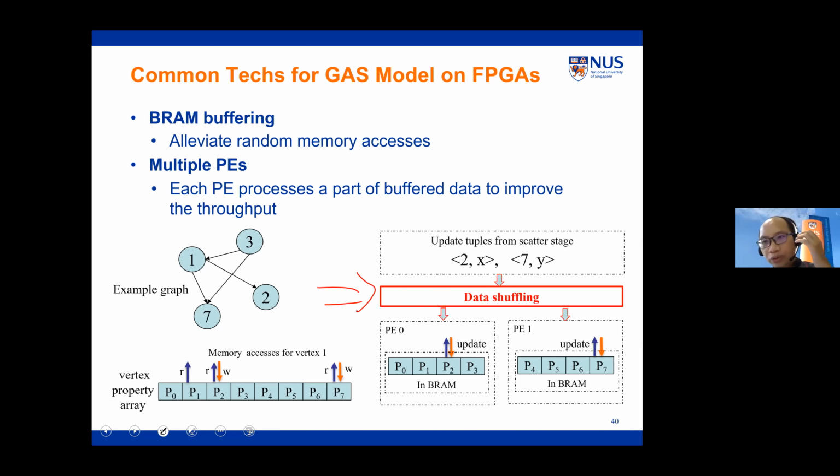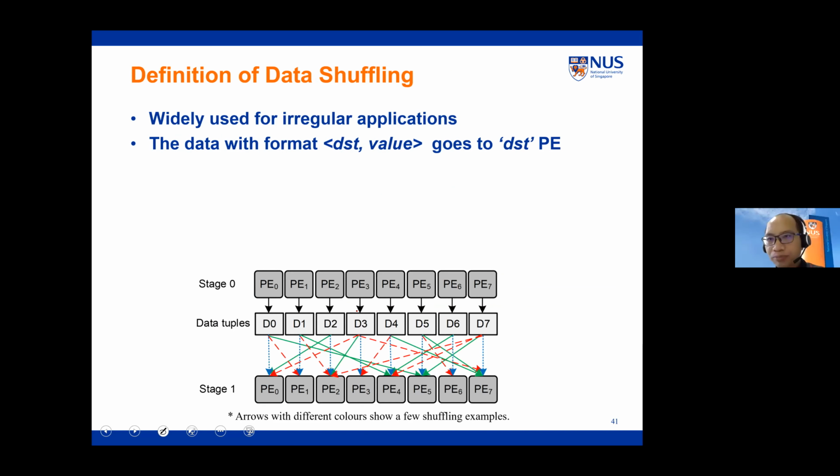No matter whether you do vertex-centric, edge-centric, or hybrid or whatever, because the graph is irregular, there is at least one stage where we need to have data shuffling, and this is more or less random. So this really kills the performance. I will tell you why. But anyway, let me formulate this problem here.